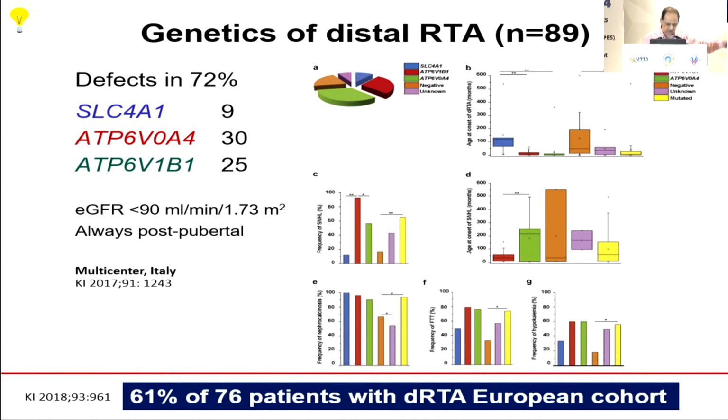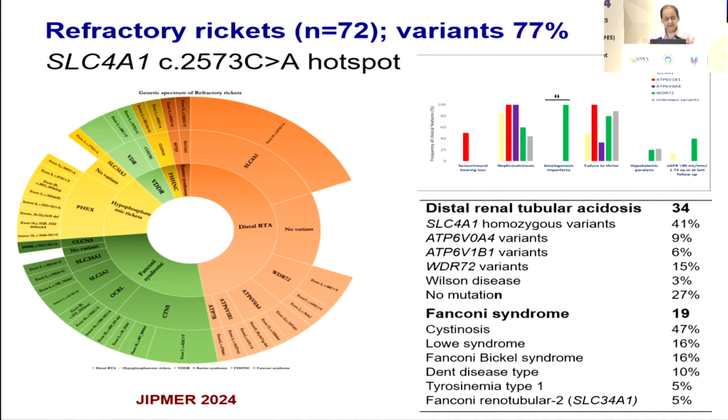Like there's another European cohort. And during the last 3 years, there is a lot of data emerging from India. This is data from JIPMER, again showing that of all the patients with refractory rickets, they had variants of the RTA genes. They showed variants in 77% of patients. But interestingly, in JIPMER, they found that the anion exchanger was much commoner than the hydrogen ATPase.